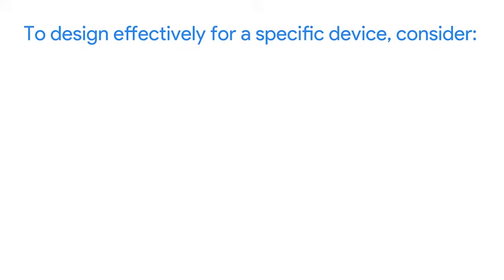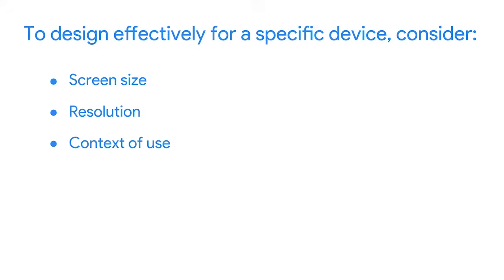To design effectively for a specific device, there's a lot to consider. First, you have to be mindful of the device's screen size and resolution as you map out your product's user experience. Resolution is the level of sharpness and clarity of an image. In addition, you need to figure out the context of use, or how and when users will use that device. It's also important to think about how the functionality of your design will be different for each device based on how users interact with it.